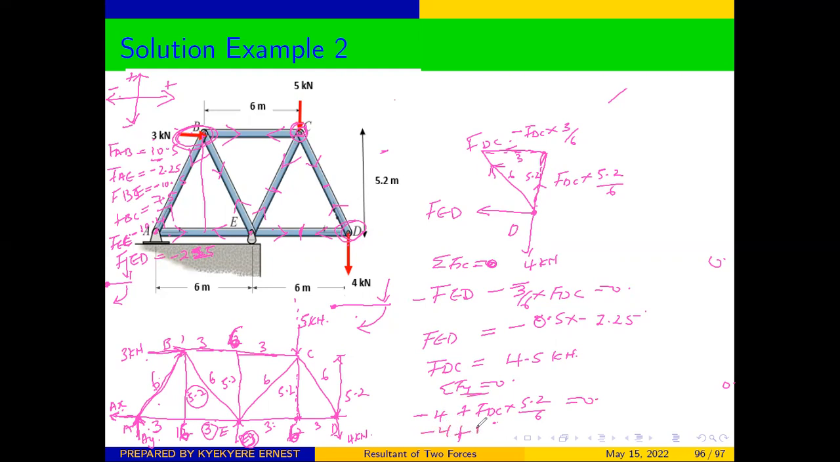plus 4.5 times 0.866 is equal to 0. And you realize that we are getting an answer to minus 4 plus 3.89 something. This 0.11 is because of the approximations, the error in approximating, but it's almost the same. Therefore, our solution is right. This brings us to the end of our question.